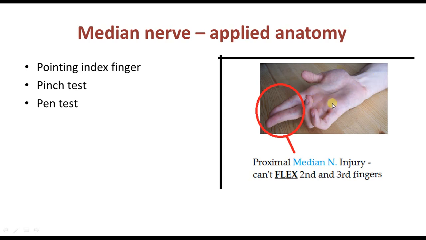So mainly based on these two symptoms, you can understand where the median nerve injury has taken place, whether lower down in the palmar aspect of the hand, or high above in the region of the carpal tunnel, or more proximal to that.